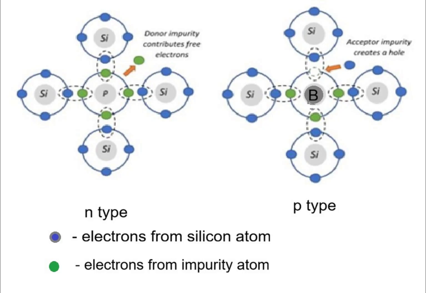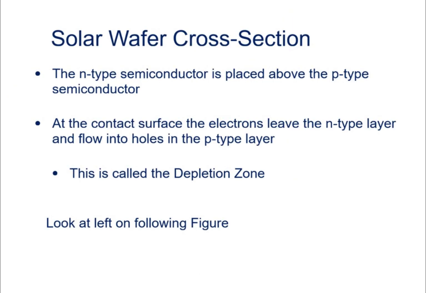In N-type semiconductors, there's an atom such as phosphorus that has one more electron in its outer energy level than silicon does. Because phosphorus has this one more electron than is required to form the bonds with the surrounding atoms, its unbonded electron is free to move. But if we look at this solar wafer cross-section, we see that the N-type semiconductor is placed above the P-type semiconductor. And this is where things really start to happen.